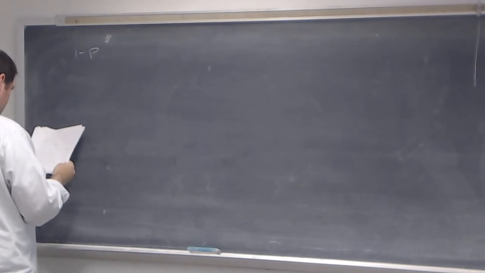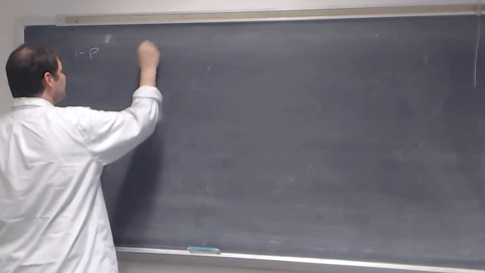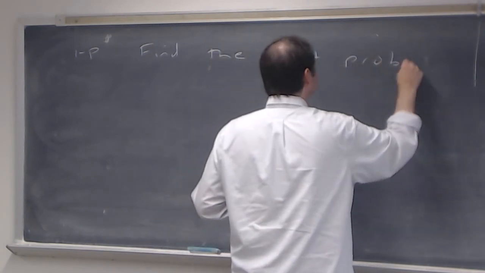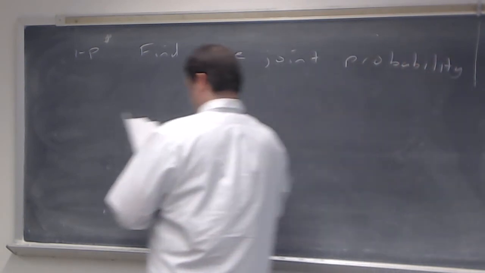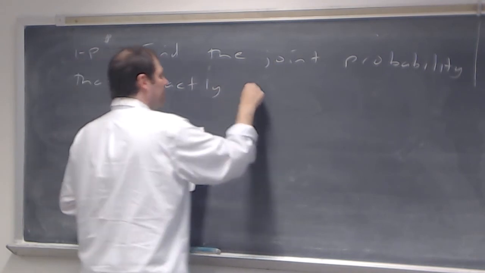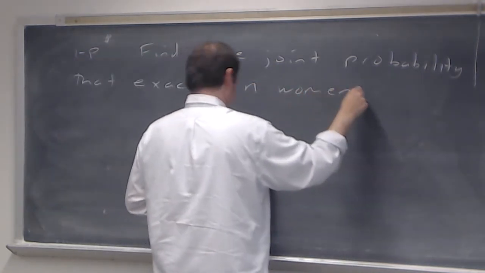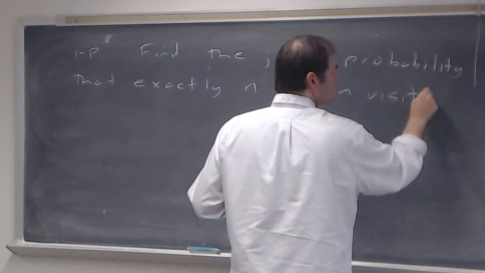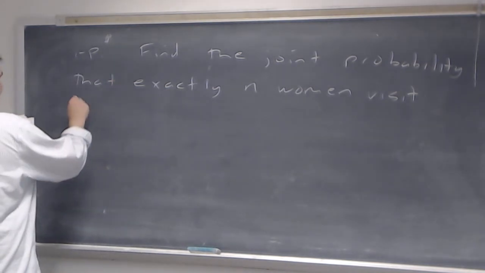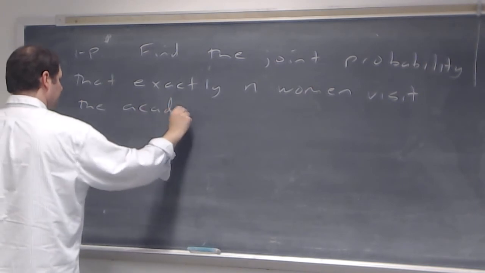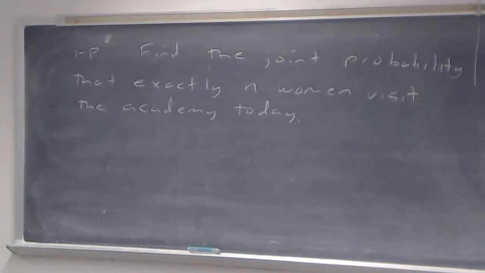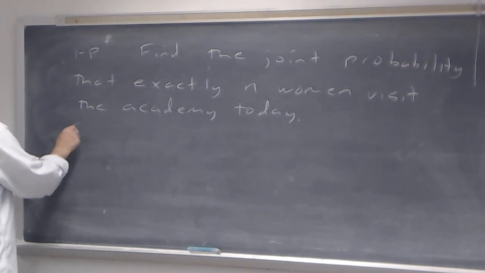Find the joint probability that exactly n women visit the yoga studio, we're going to call it the academy, visit the academy today. Very reasonable question.